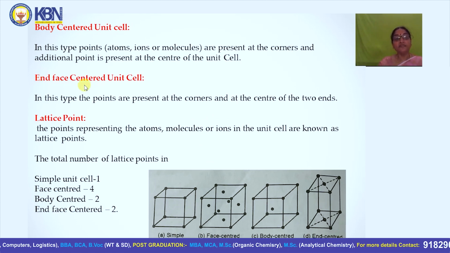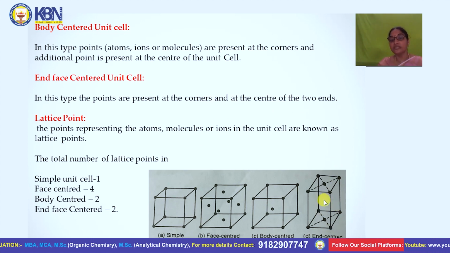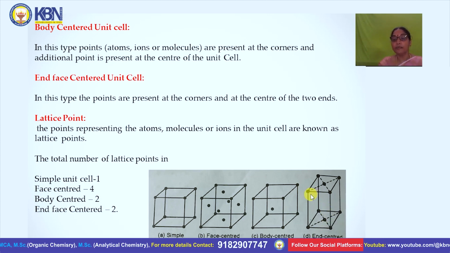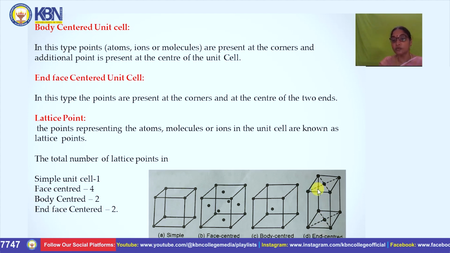Next one is the end-face-centered unit cell. In this type, the points are present at the corners as well as at the center of 2 ends. See, this is the end-face-centered unit cell. Here the points are present at the corners, and as well as at the end faces. Here one point is present and here one point is present, and these are the 2 end faces. So this is an end-face-centered unit cell.